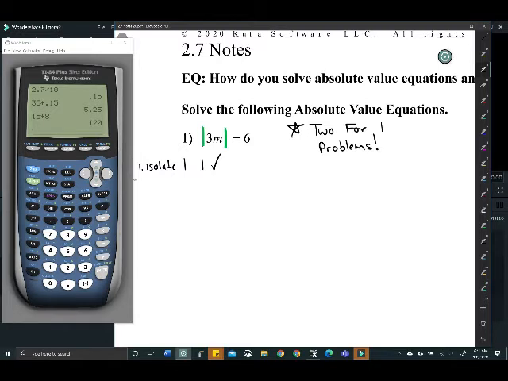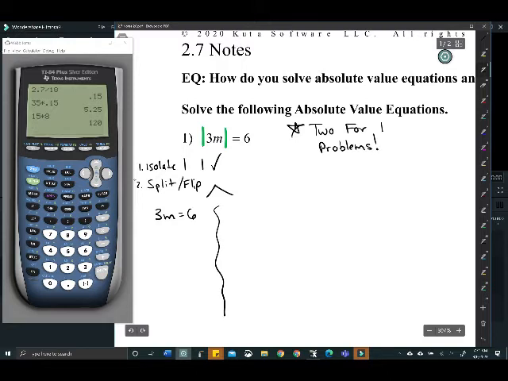Once you isolate, then you are going to split it up. Split. So I like to draw the little arrows. What we're going to do is split and flip. Split, flip. 3m is equal to 6. That is one of the equations we're going to split it up to. And 3m is equal to -6 is the other.